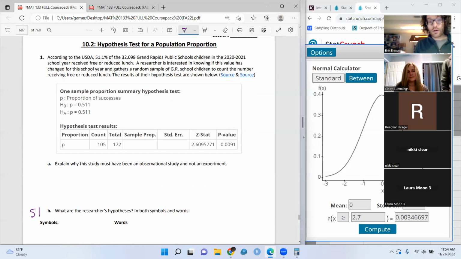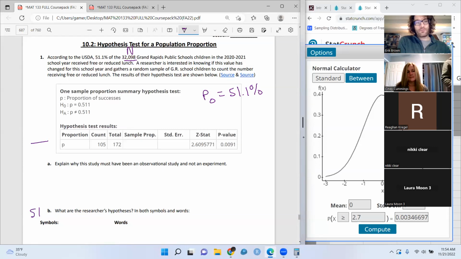Well, hang on though. If you're saying that P naught is 51.1%, notice that 51.1% is of the 32,000 children in the Grand Rapids school. This is capital N. So we want lowercase n. Look at your readout down here.